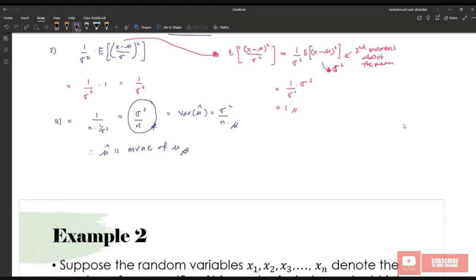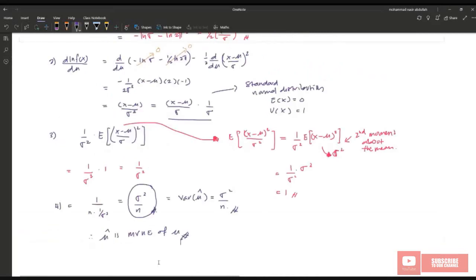So far, do you understand the concept of minimum variance unbiased estimator? You can comment on the chat room. Do you understand? Or is there any question you want to ask? Can you comment on the chat room?